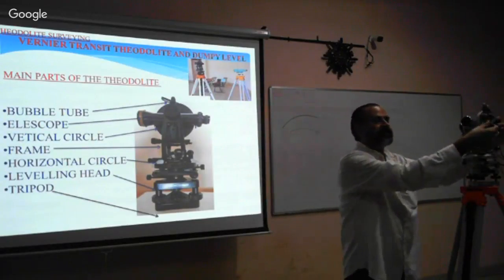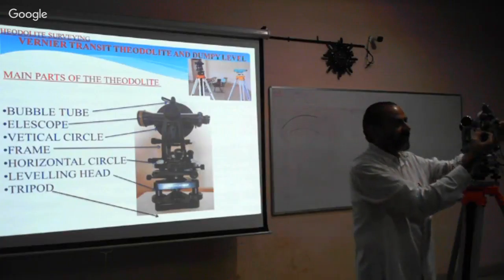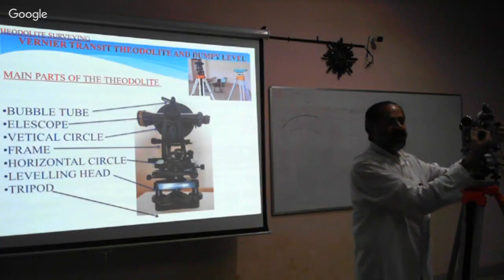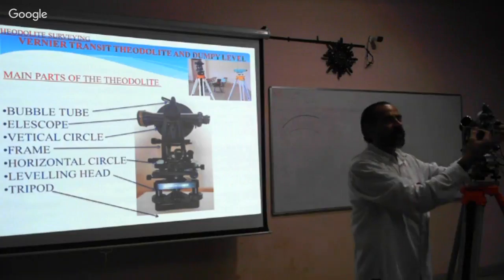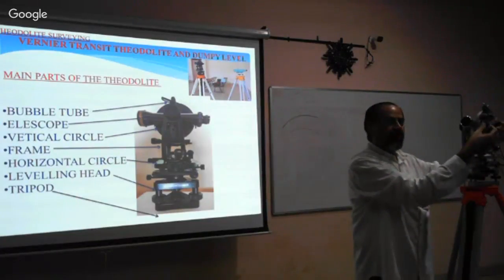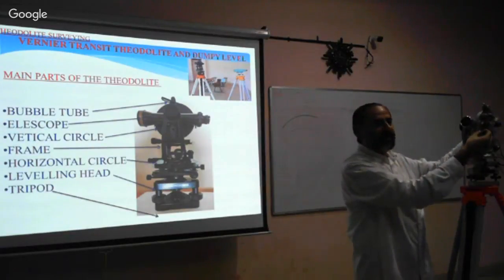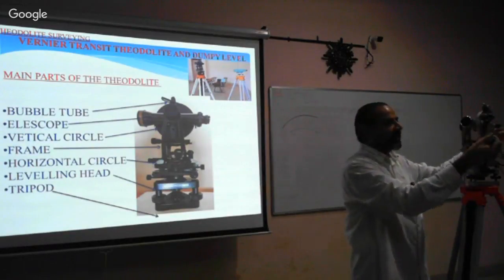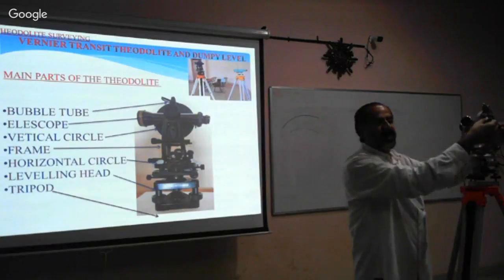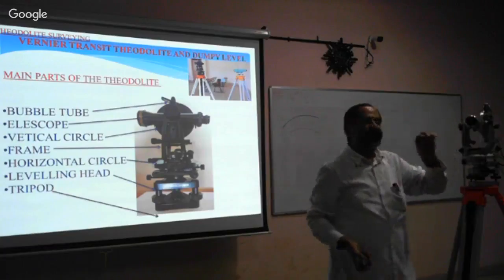There are two verniers. This one is designated as vernier C. The other one is designated as vernier D. That is to magnify the readings. The graduation is very small because it is a compact instrument. Therefore, for magnification, vernier C and D are used to read the vertical angles.